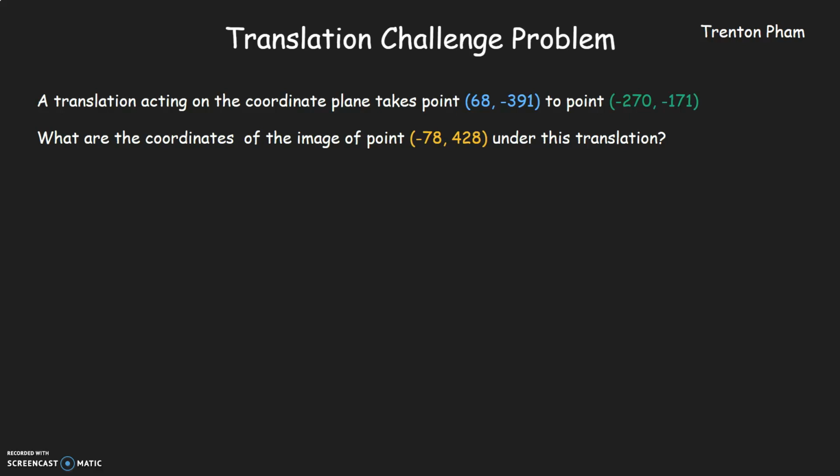In order to solve this problem, we have to first find the change in x, which is how much the x coordinate changes from one point to the other, and the change in y, which is how much the y coordinate changes from one point to the other.